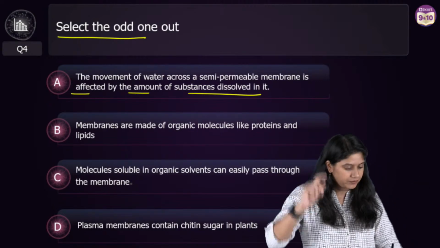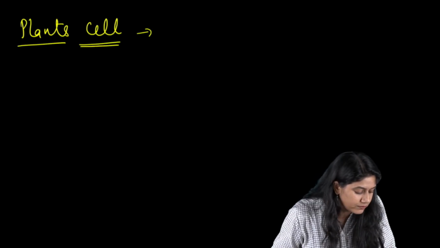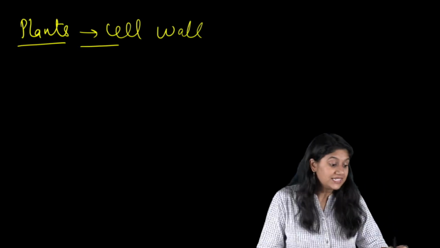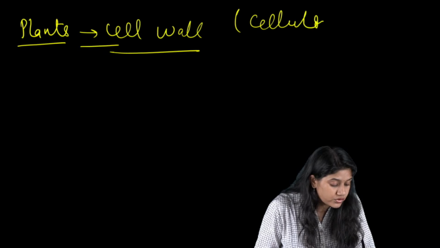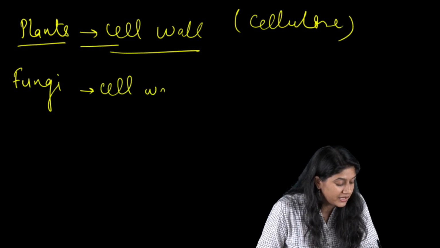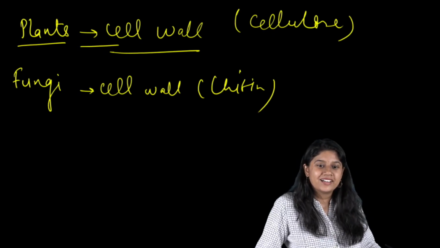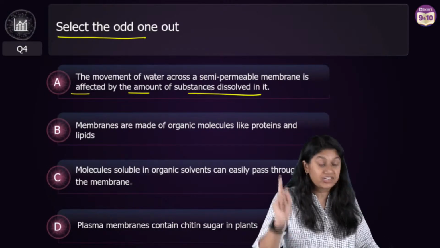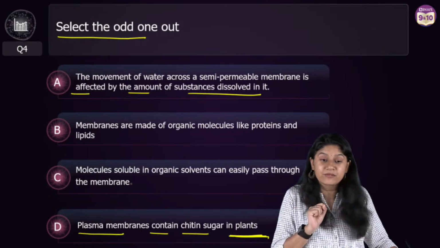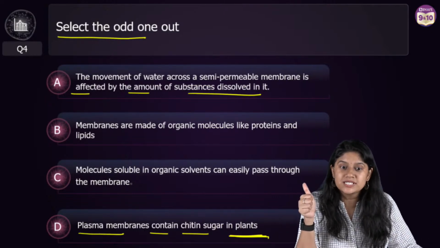Okay, let's take a look, everyone. We know that plant cells have the cell wall. In plant cells, we have the cell wall, right? The cell wall of plants is made up of cellulose, whereas in the case of fungi, the cell wall is made up of chitin. So if we go back to the question, plasma membrane contains chitin, sugar in plants, which is incorrect. If we have chitin, it should go in the fungi and not in the plants. Got it, everyone?